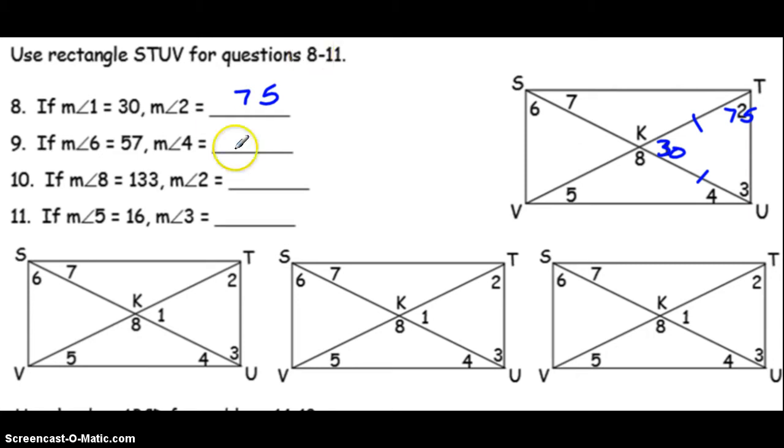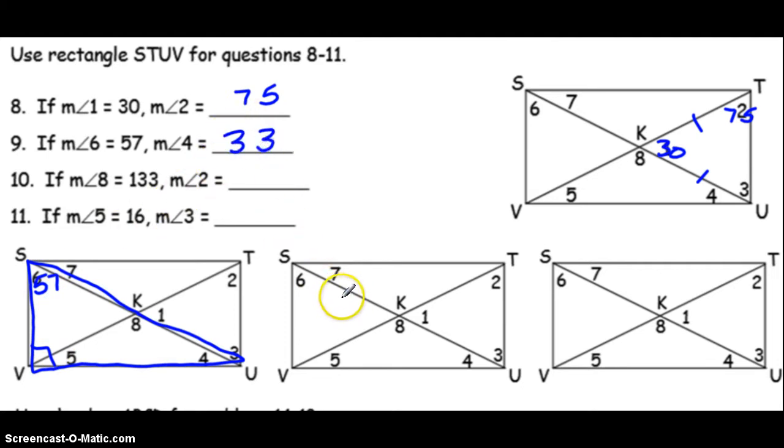Number 9. If angle 6 is 57 degrees, what is the measure of angle 4? Well, let's see. Angle 4, well, this is one big right triangle, remember, because rectangles have a 90-degree angle there. So remembering this adds up to 180. 180 minus 57 minus 90 will leave us with 33.